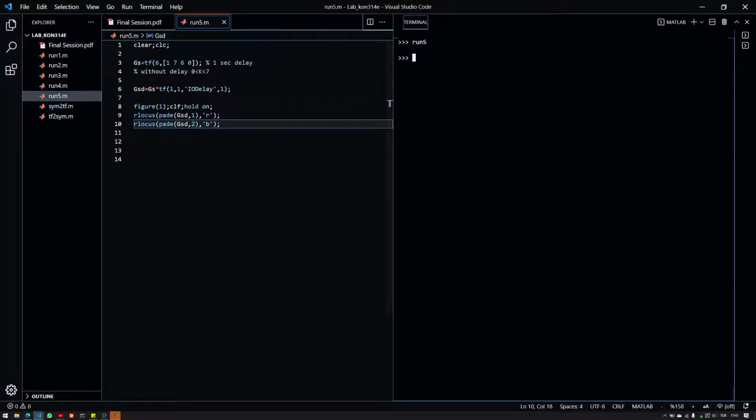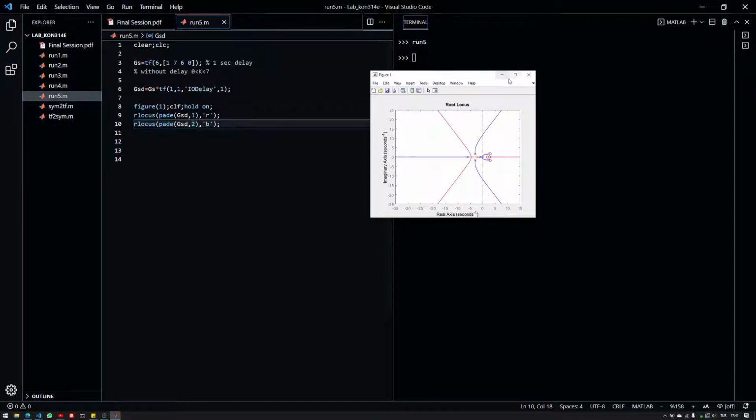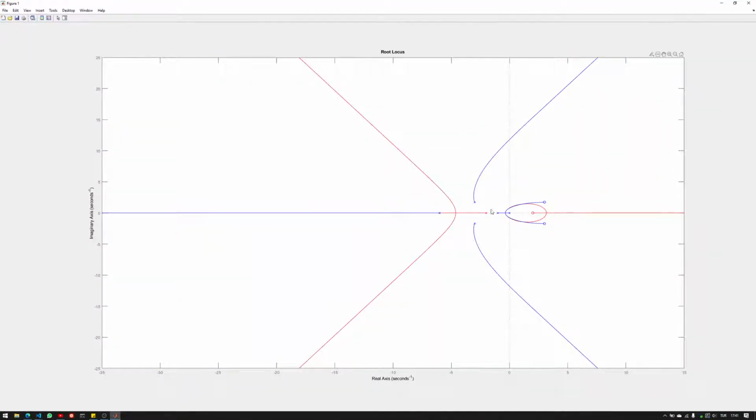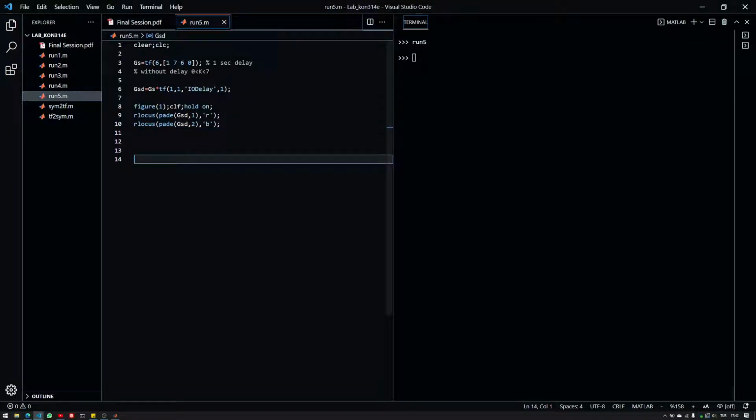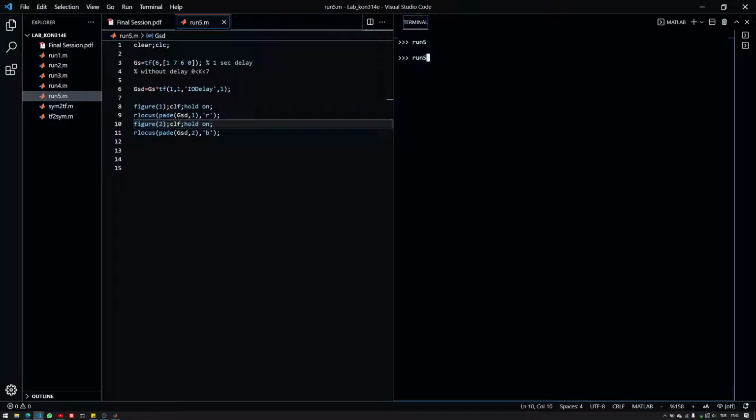Run. So we have this. Of course, since we have them on top of each other, it is quite difficult to see. So let's get rid of the colors then.